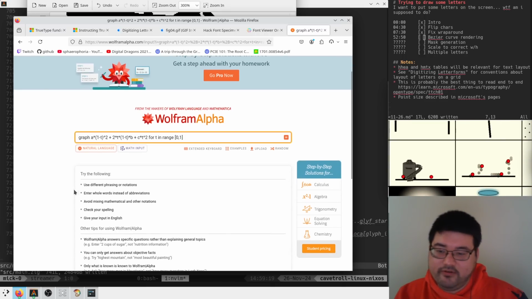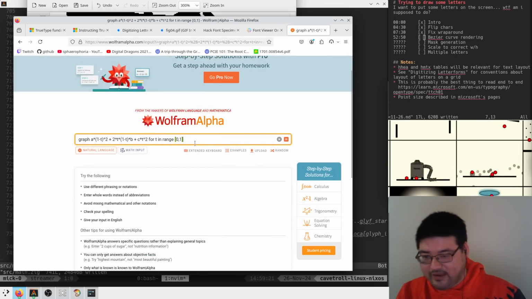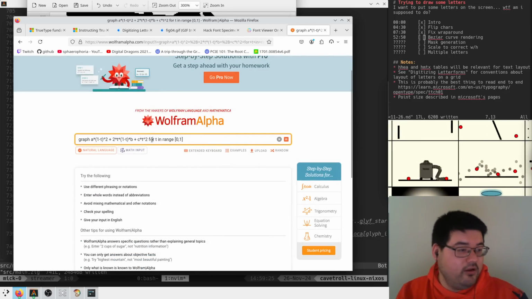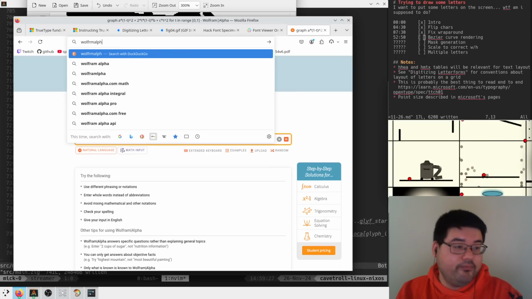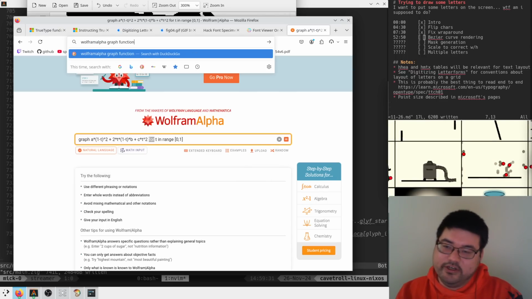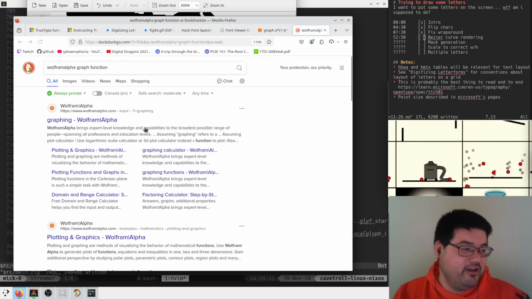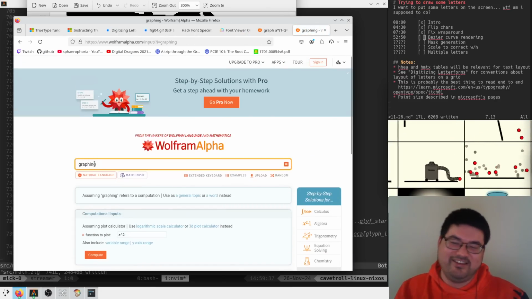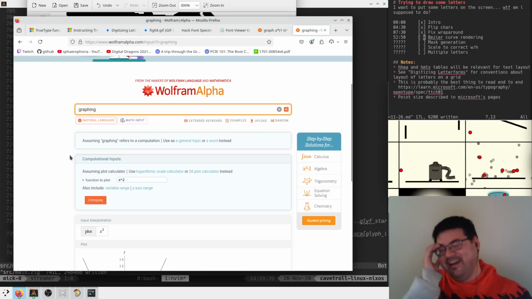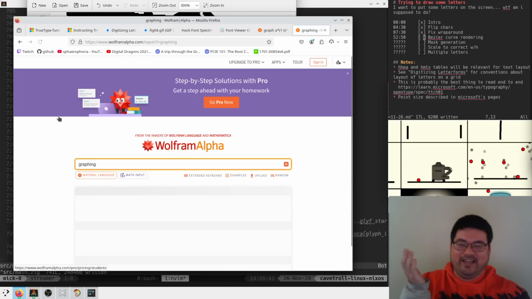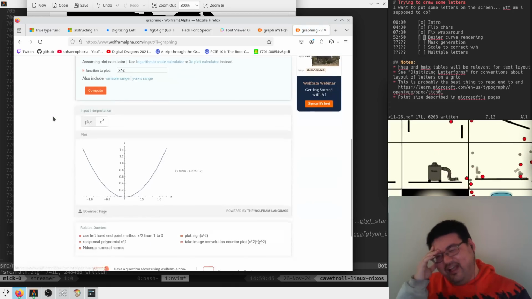Let's see. How do I graph a parabola? First of all, can we do Wolfram Alpha graph function? Imagine asking an LLM to make a Wolfram query. God. Why did I click that? This is the stupidest thing I've seen in my life.